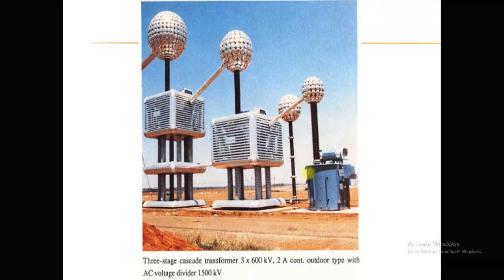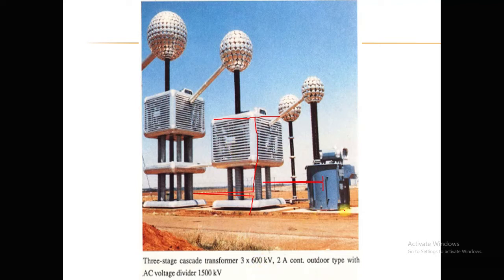This one represents the outdoor facility. So here you can see that the first stage of the transformer is put up onto the ground, then the second stage is placed above the ground level, and the third stage is also placed above the ground level, equal to the total height of the second stage unit. So here again you can see that a maximum of 3 transformers are connected in cascade.